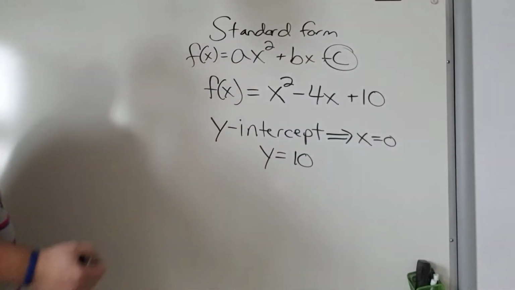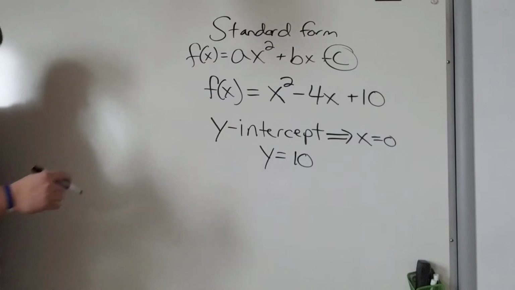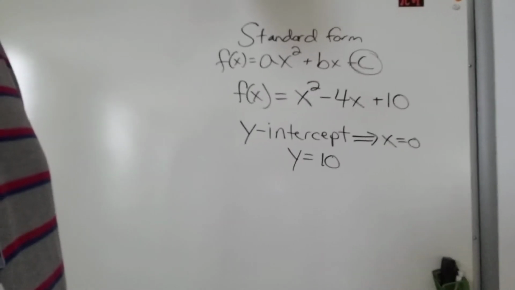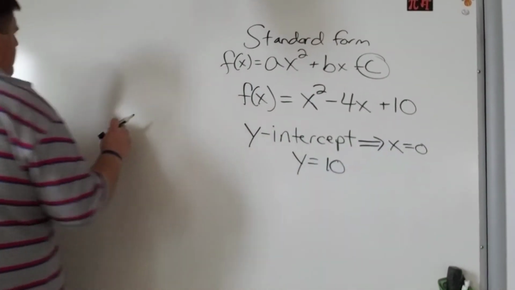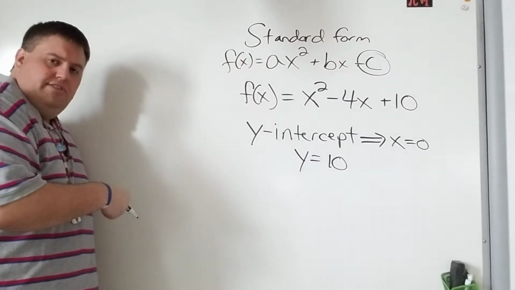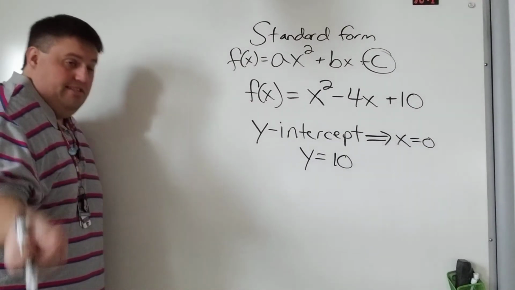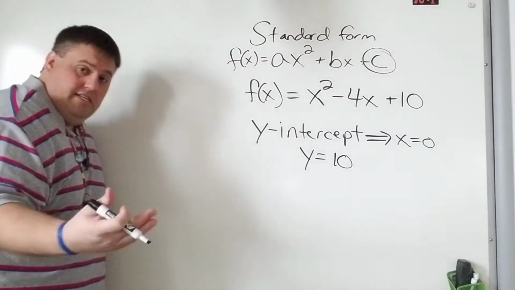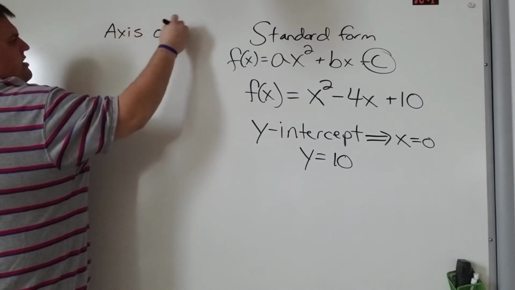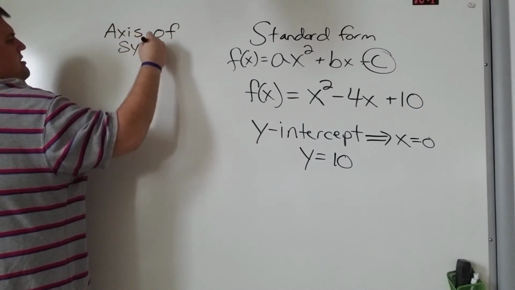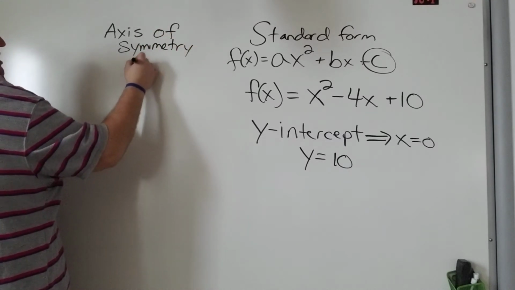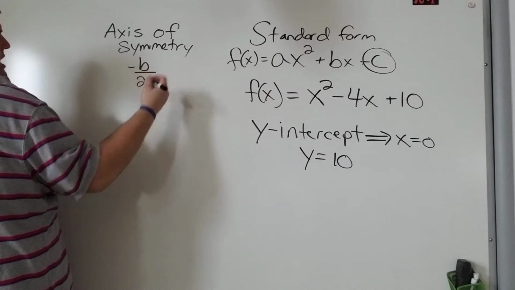Okay? So yesterday we talked about axis of symmetry. And our axis of symmetry here is a little bit harder to see because we're going to do the opposite. Yesterday we found the vertex, and then the vertex told us the axis of symmetry. Today we're going to find the axis of symmetry, and that's going to tell me where the vertex is. So if I'm in standard form here, the axis of symmetry we call it negative b over 2a.